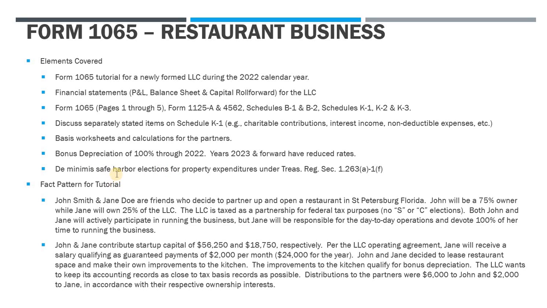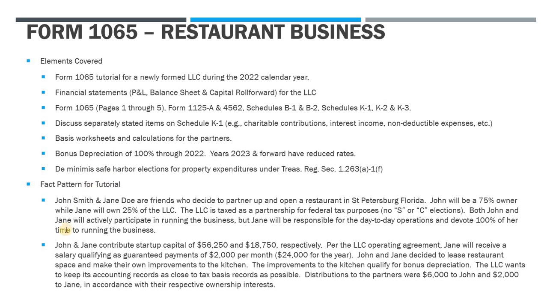And then the de minimis safe harbor elections. So these are the tangible property regs. There is a safe harbor for deducting certain purchases of property. I'll talk about that in more detail, and we'll look at the election as well.